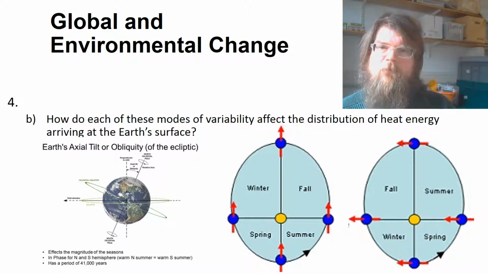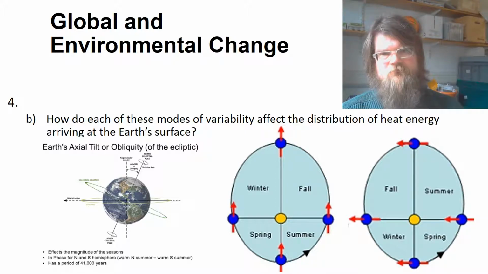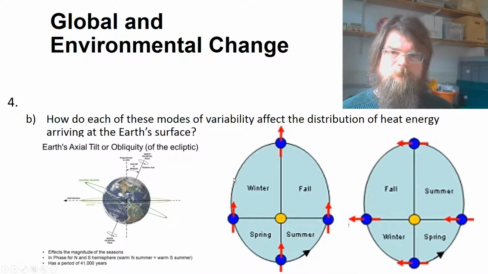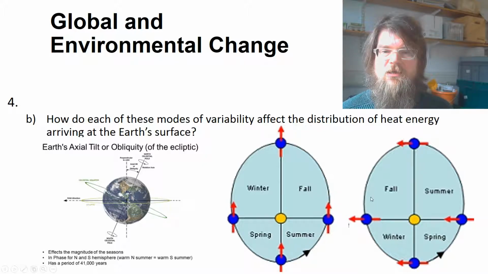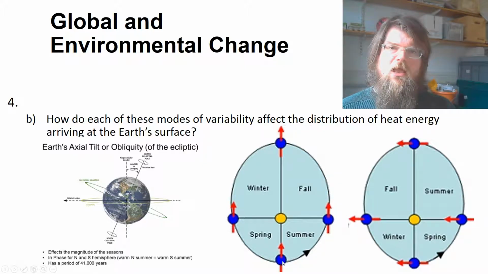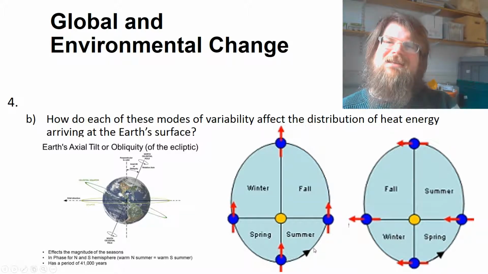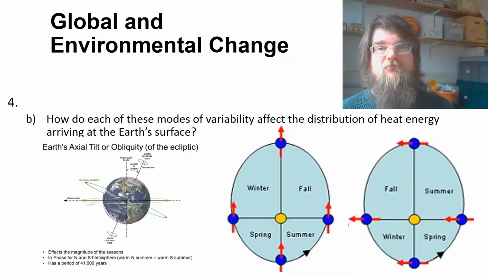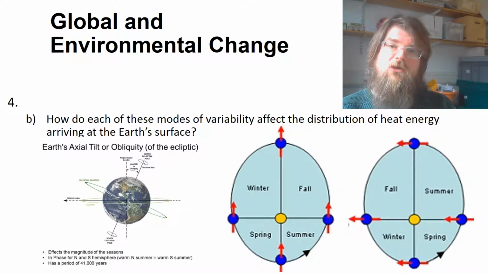Okay, so now moving on to eccentricity. So this is the circularity of the orbit. The more elliptical the orbit is, the closer we will be at this point down here. Now, that doesn't make it summer. Some of you made the mistake of writing down that when the Earth is close to the sun, that's summer, and when it's far away, that's winter. That's not the case.